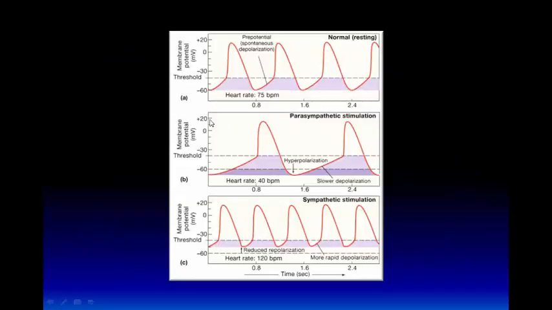So in this figure, this is the normal resting pacemaker activity. Here, we have the pacemaker activity with parasympathetic stimulation, so it takes longer for the pacemaker potential to reach the threshold. So we have fewer action potentials generated by the pacemaker, so we have a slow heart rate. And with sympathetic stimulation, we have the opposite effects. So it takes a shorter time for the pacemaker potential to reach the threshold, and we have more action potentials generated by the sinoatrial node, so we have a fast heart rate.